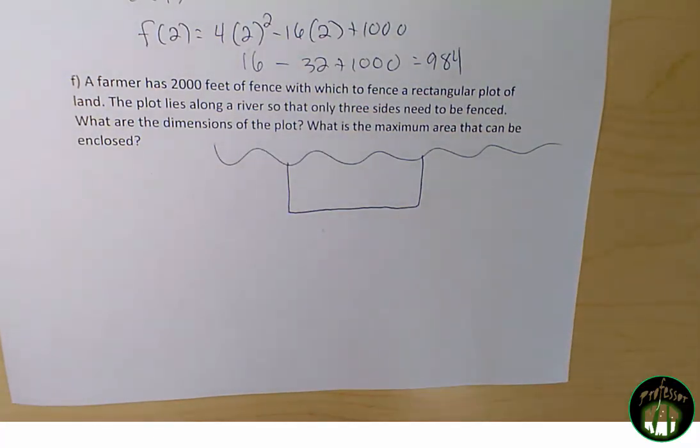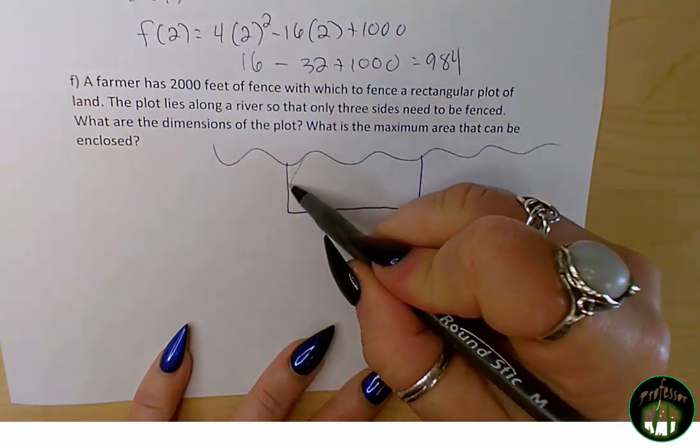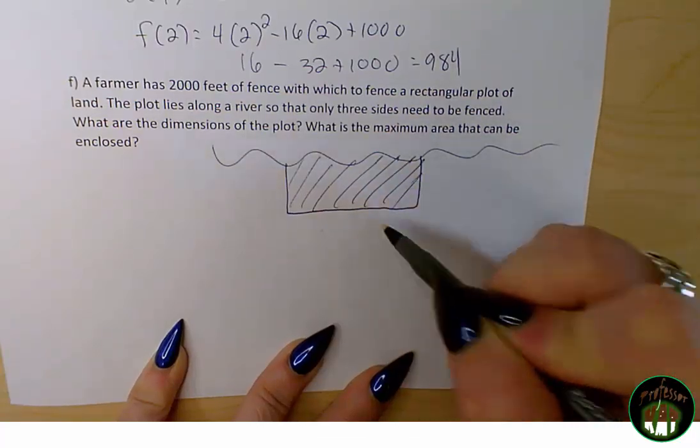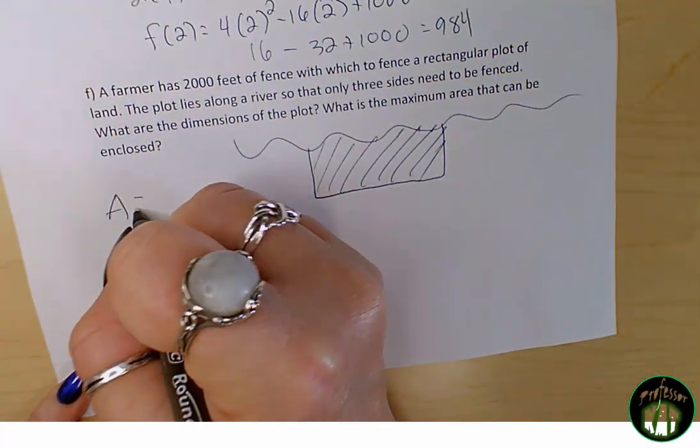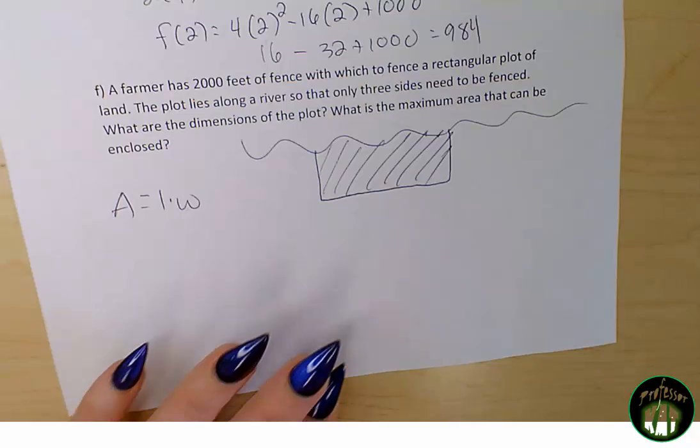We have 2,000 feet of fencing to do this with, so we want to figure out what is the biggest area that we can create based off of 2,000 feet of fencing. Now, it does want the dimensions. It wants the maximum area. And if it wants the maximum area, that means we are dealing with the area of a rectangle.